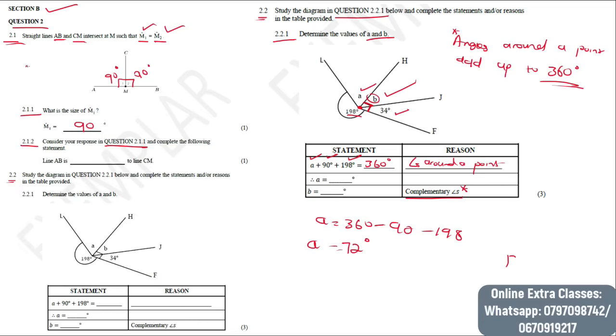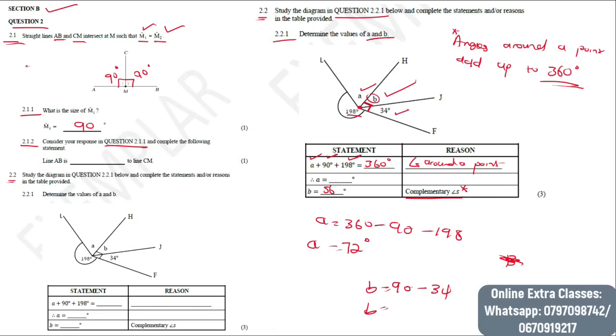So our B will be equal to 90 minus 34. So this basically means that B will be equal to 90 minus 34. So B is equal to 56 degrees.